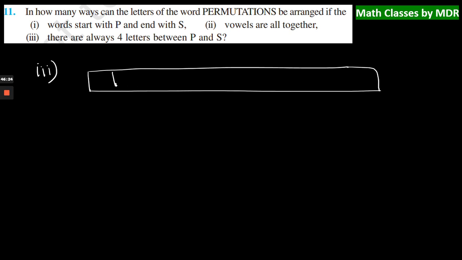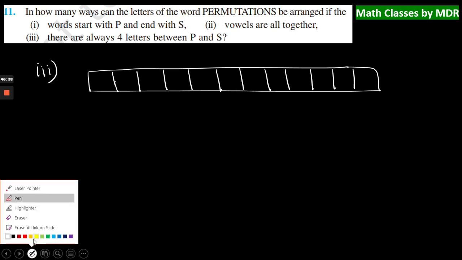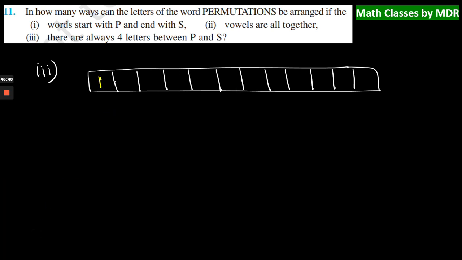So 1, 2, 3, 4, 5, 6, 7, 8, 9, 10, 11, 12. Right? There are always 4 letters between P and S. That means what are the positions of P and S? Suppose I take P here, then 4 letters: 1, 2, 3, 4. So S must be here. Right? So this is one combination I can go with. So if P is here, S will be here.